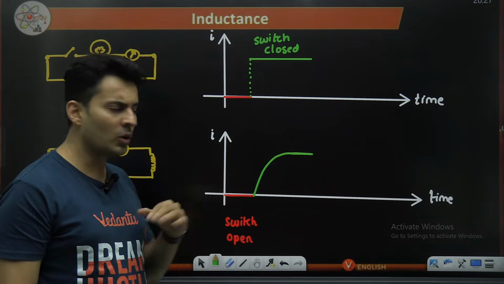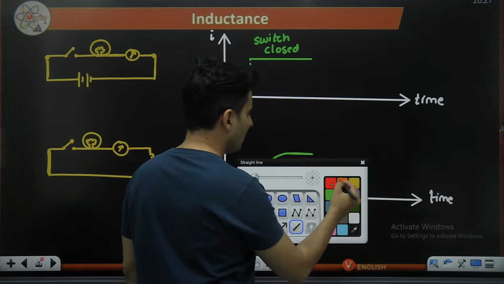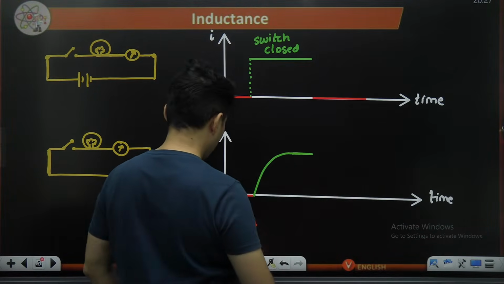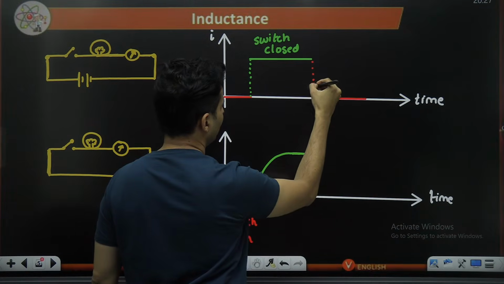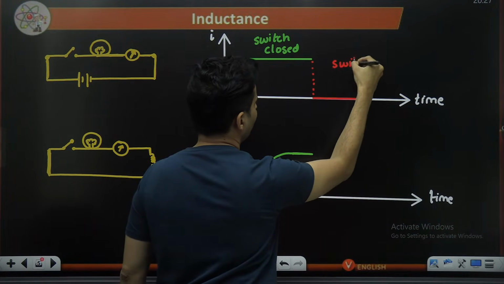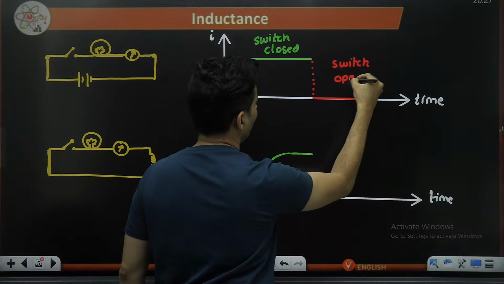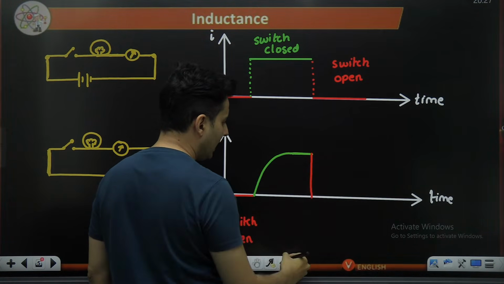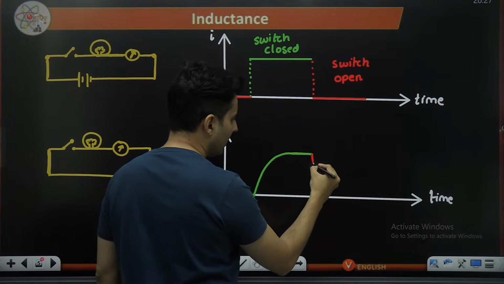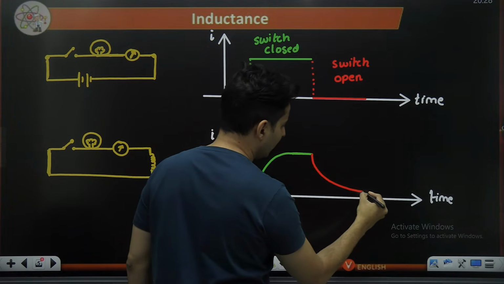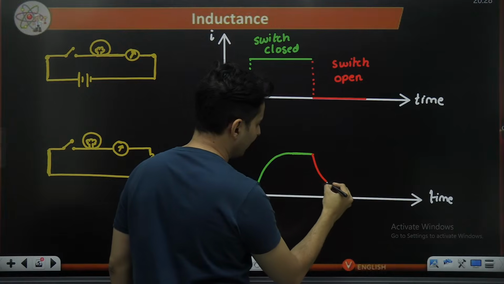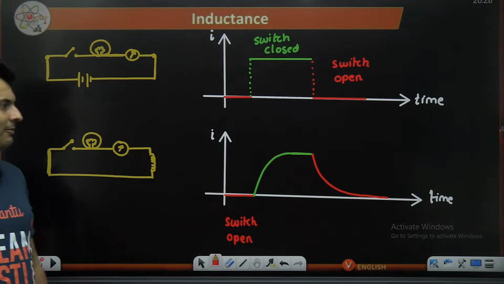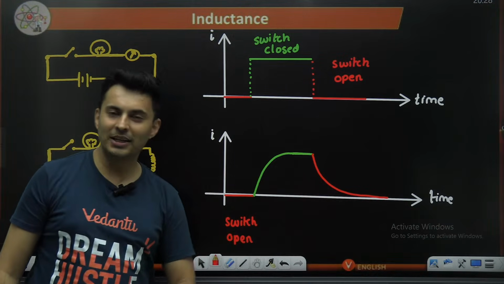Imagine now you decide to open the switch again. If you open the switch, immediately the current will fall in this scenario. So you will see zip, the current will come down. But here you will not see that. It will not drop down directly. Rather, it will take its own sweet time to go down. It will go down like this and it will become zero. There is some resistance. It is not going down instantly.